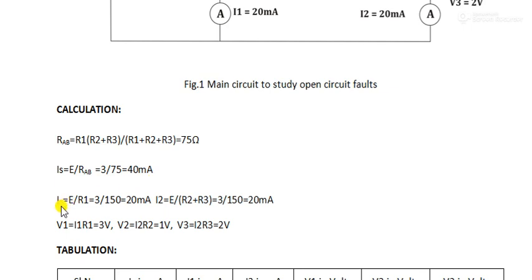Now how do we get I1? E by R1, that is 3 by 150, which is 20 milliamperes. I2 is 3 by 150, 20 milliamperes. V1 is 3 volts, V2 is 1 volt, and V3 is 2 volts. Like this, theoretically you have to do the calculation.